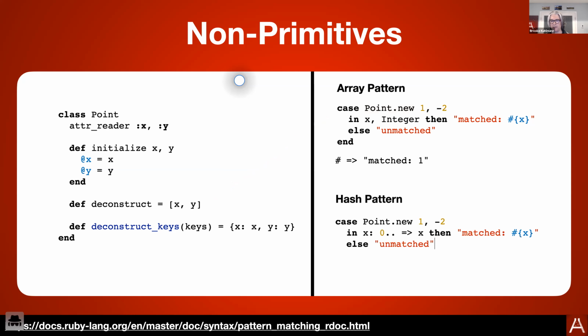Same thing for the hash pattern. In this case, I'm doing something a little bit more funky here where I have a key and then I have an endless range where I start with 0 and then I don't care how high it gets. But this also matches as well. And the reason we get away with that, in addition, is because deconstruct_keys gets called in the case statement when it does the evaluation and gives us a hash that we can pattern match against, which is pretty neat.